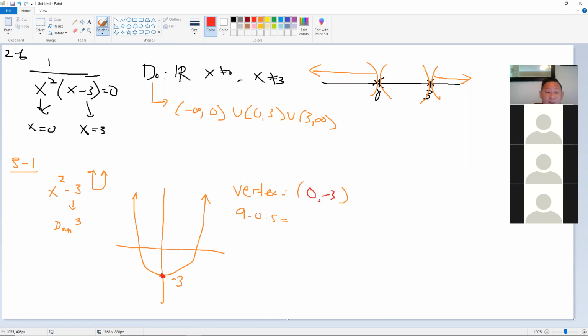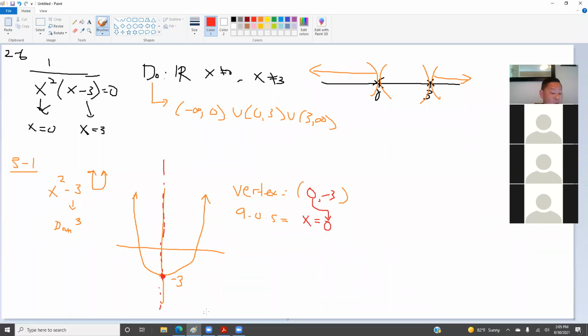And what is the axis of symmetry? That's the line I draw. It is x equals to your vertex's x value, which is 0, right?